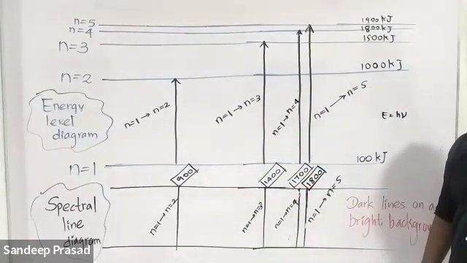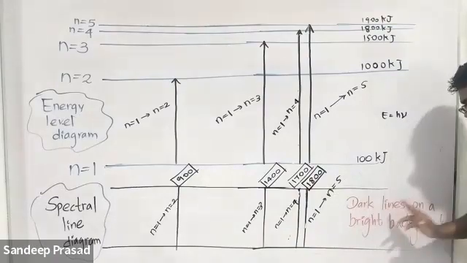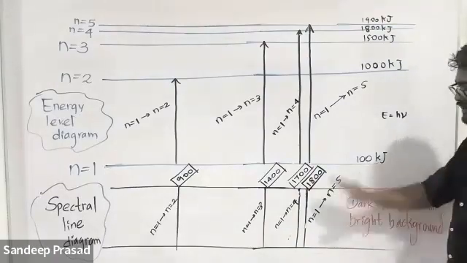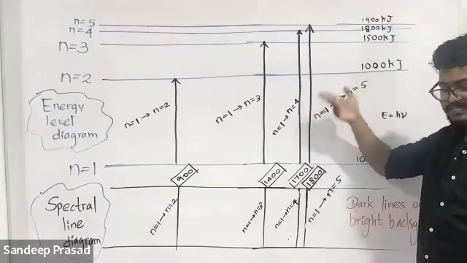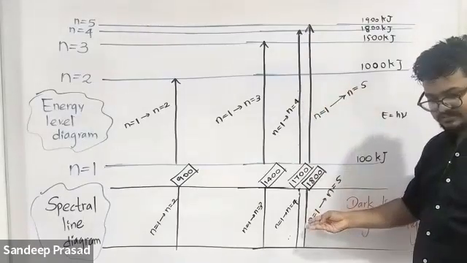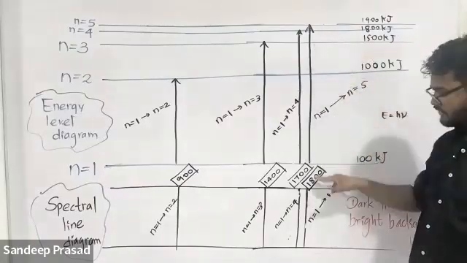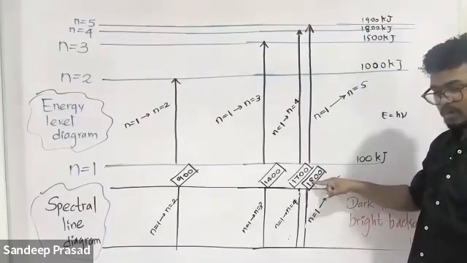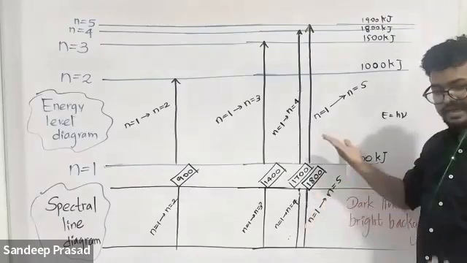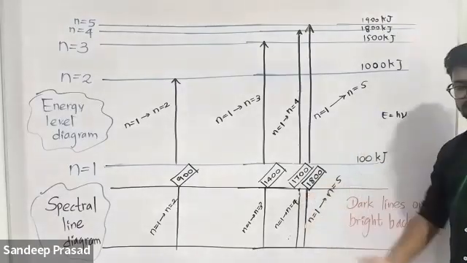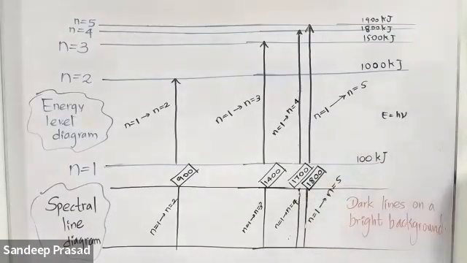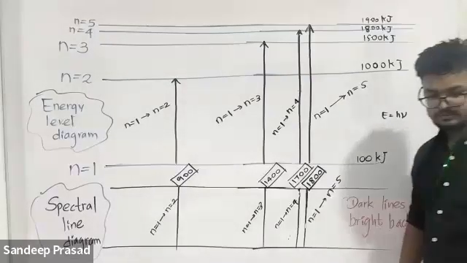Nothing is there. Dark lines on a bright background. Dark lines are missing energies. Missing energies means that hydrogen is absorbing the amount of energy that is equal to this one. So that is denoted as a line. That's all. Understood? See how easy this one is.